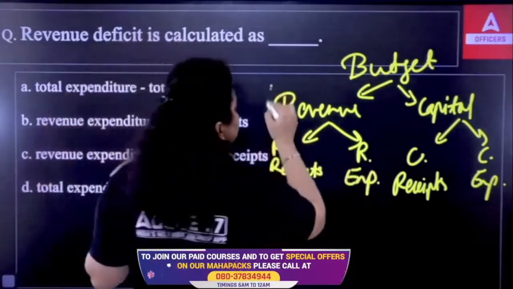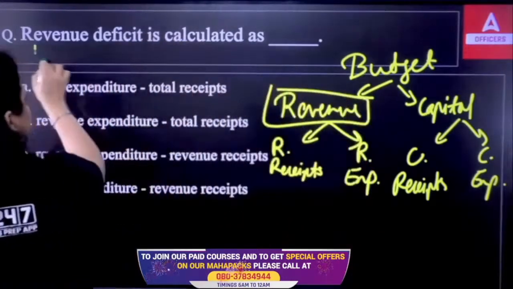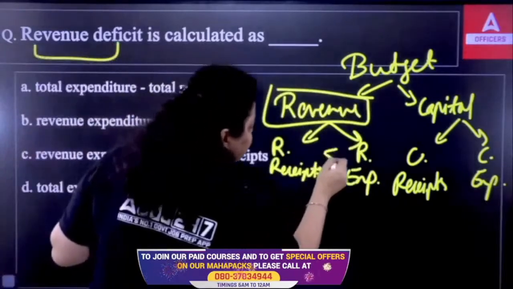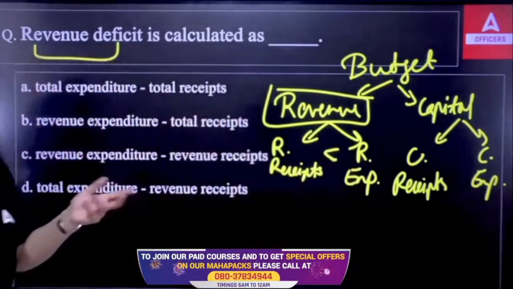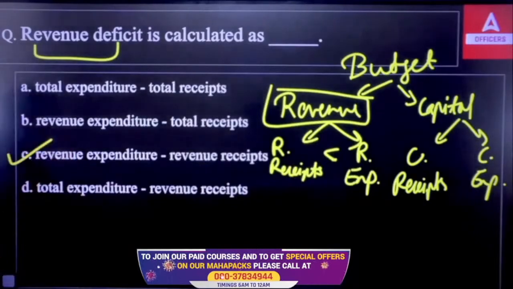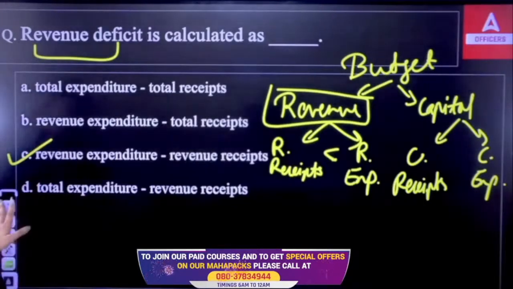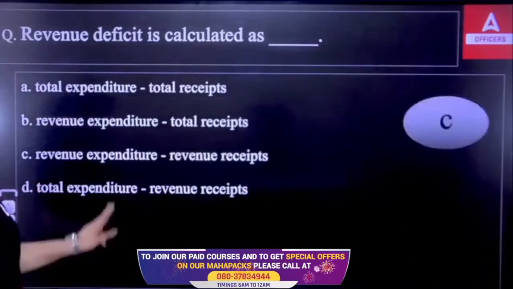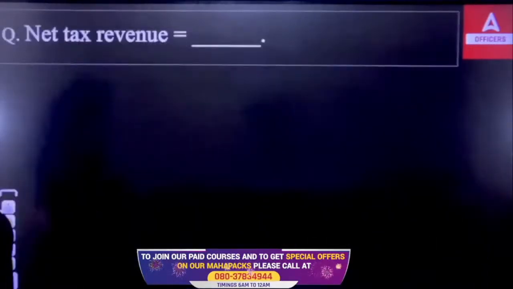Now what will be revenue deficit? The question is asking about revenue deficit. So when the revenue expenditure is more than the revenue receipts, that's the revenue deficit. So the right answer will be option C. Okay, the right answer will be option C. Clear? Next.